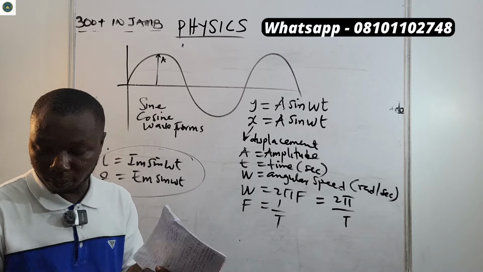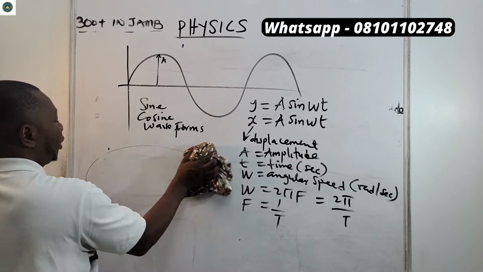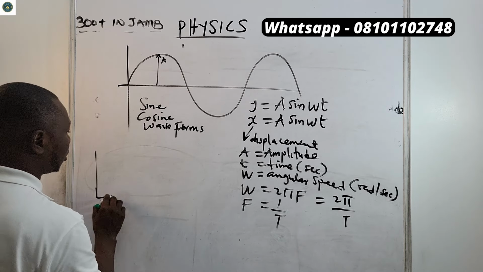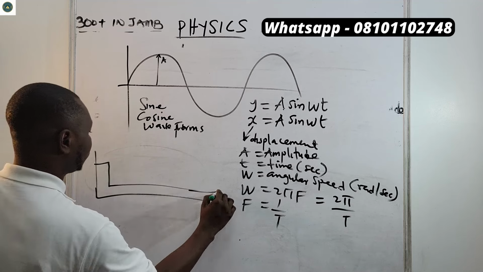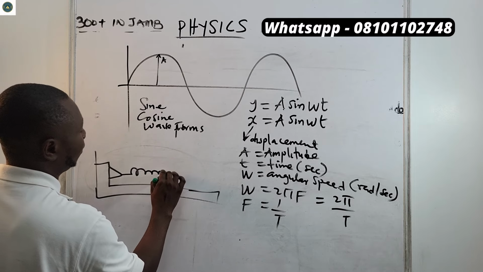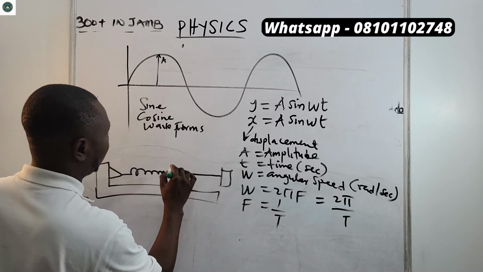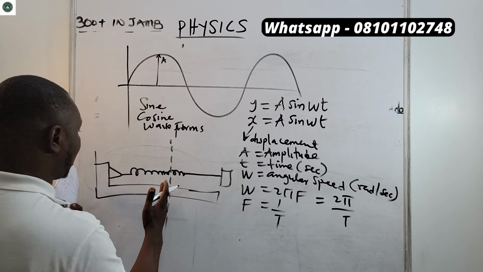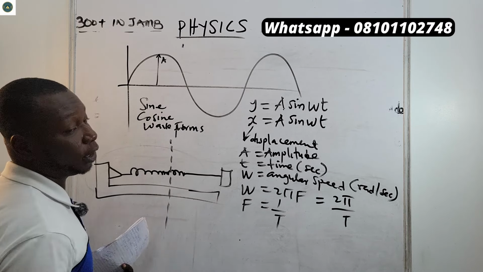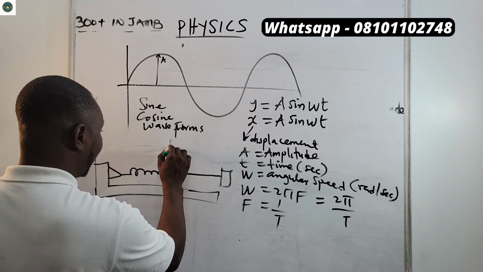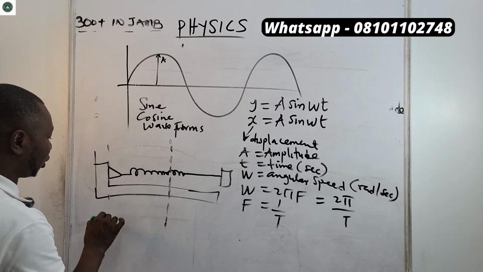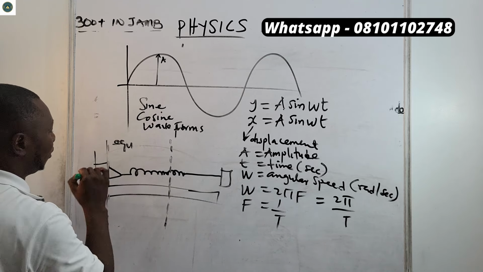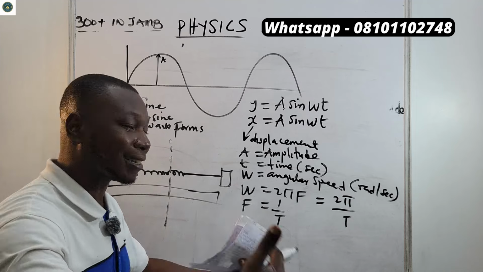Let me draw the block again. From the mean point. Let's say this is the block. I have something like this. And this is the block. Let's say here is the mean point. The mean point is the half of the elongation. The half of the elongation is where you have the mean point. At this point where the spring is tied is your point of equilibrium. Your point of equilibrium, that's the rest position.